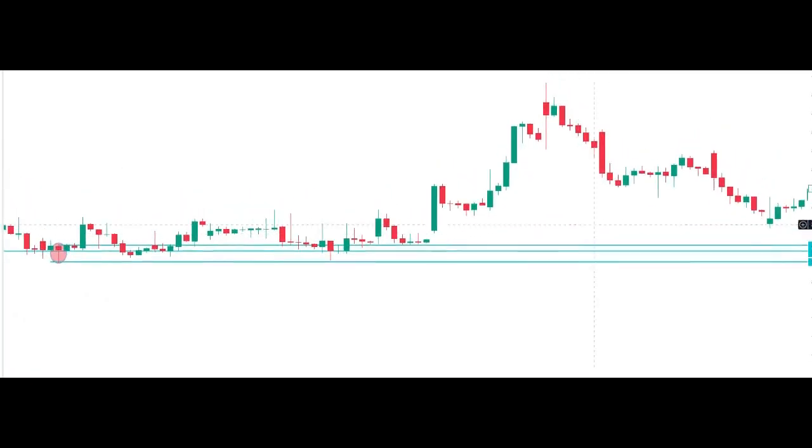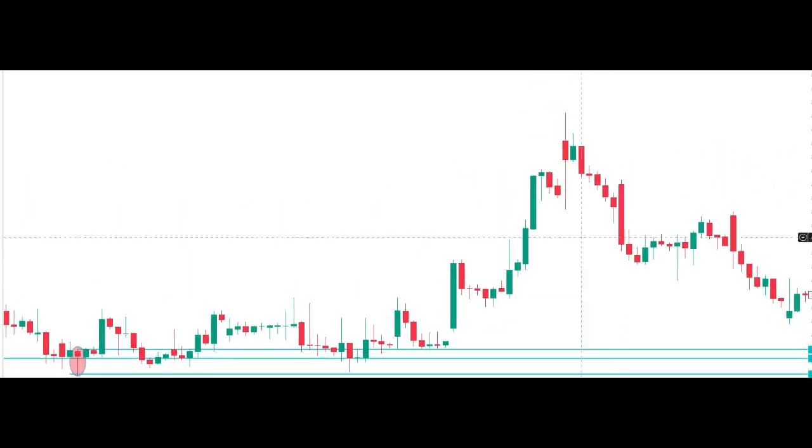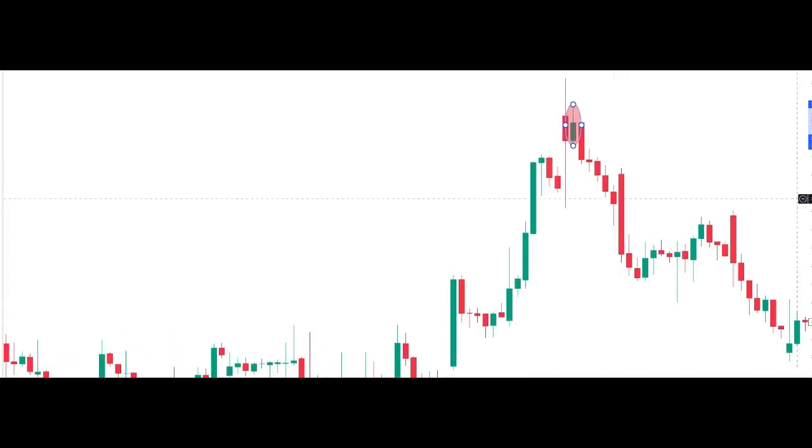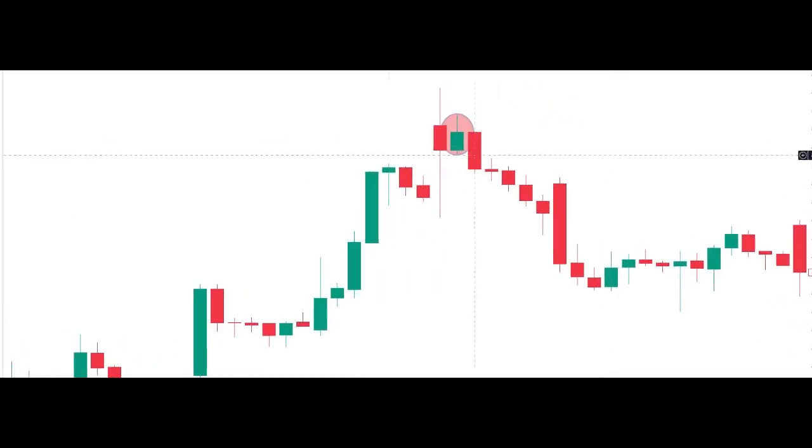In the same way, you can call it an inverted hammer. This is an inverted hammer. The body is somewhat high, but if the inverted hammer's low is gone, then we will call it a shooting star.